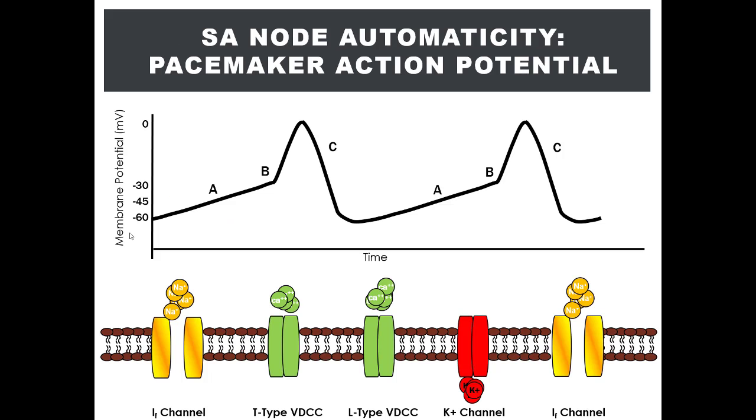All right, so the next question we need to tackle is how does the SA node generate the electrical signal or action potential automatically? Again, going back to the term automaticity, which is the spontaneous or automatic generation of an electrical signal to stimulate myocardial contraction. So here we are explaining how the SA node depolarizes itself to produce an action potential, which will then subsequently propagate through the normal conduction pathway as described in the prior slide.